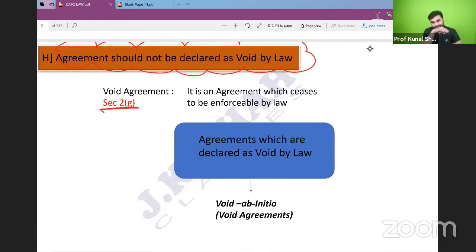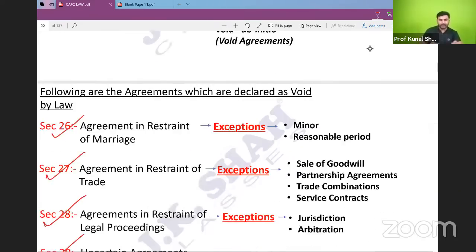our yesterday's lecture. So any agreements which are expressly declared as void by law, those agreements are actually void ab initio. When the agreement itself is void, there cannot be a contract. And if there is no contract, how can there be a question of a valid contract? Sir, are there any agreements declared as void by law? Yes, there are many agreements declared as void by law.